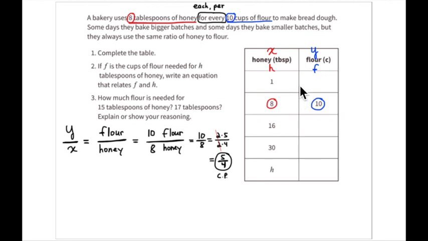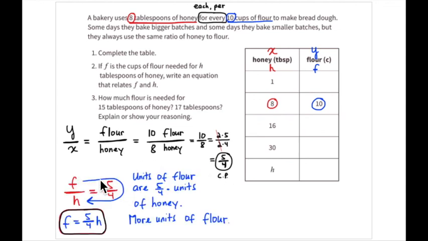So you figure out the constant of proportionality, and you multiply by that constant of proportionality to figure out the amount of flour. The constant of proportionality is 10 divided by 8. So 10/8 simplifies to 5/4. That is the constant of proportionality. So now how do you use that? Understand that what you are saying is that y over x, which is f over h, flour per honey, is 5/4, the amount of flour is 5/4 the amount of honey.